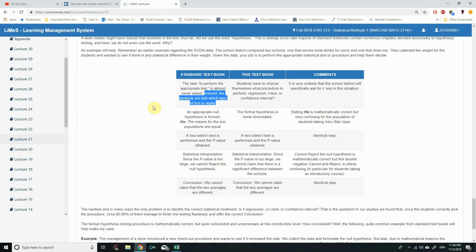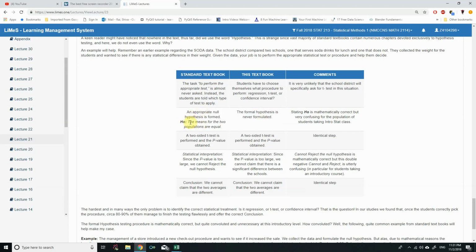Now, in the real practical world, you are never told which kind of test to use. Okay, but our textbook and our discussions allowed us to choose between various tests like regression, t-test, or confidence interval. Okay, so it is unlikely that the school district will specifically ask for a t-test in this situation. An appropriate null hypothesis is formed. A formal hypothesis is never formulated.